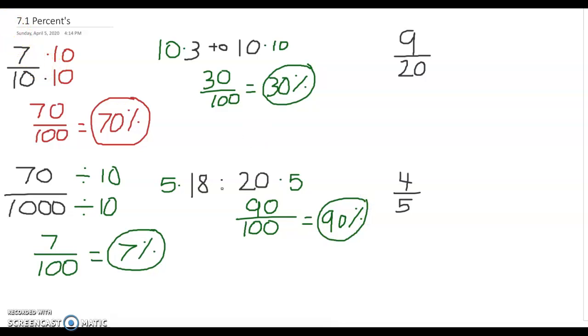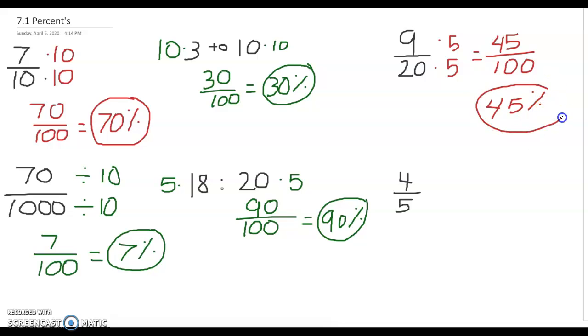Last two, we're going to do the exact same thing down here. We're going to do the 9 over 20, which we know, because we just did 20, we multiply by 5. Multiply this by 5, which will now equal 45 over 100. And then now our percentage will be 45%.